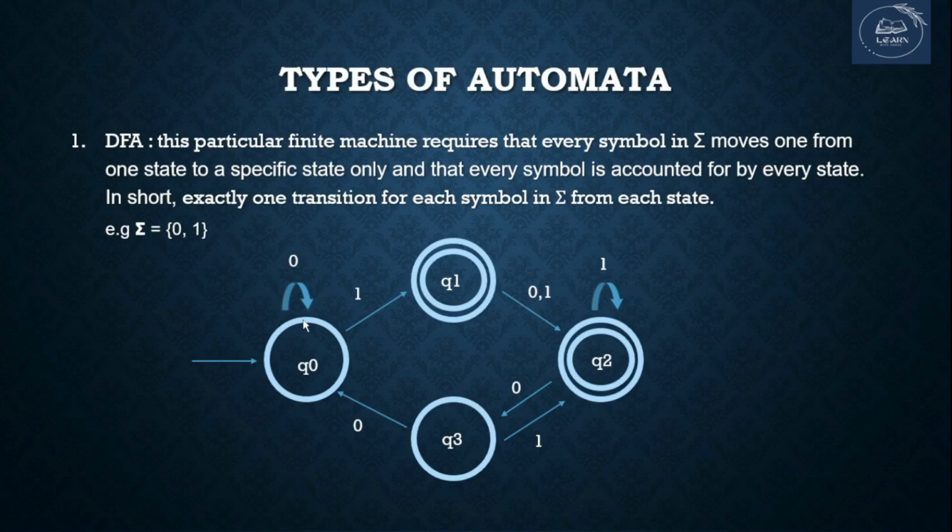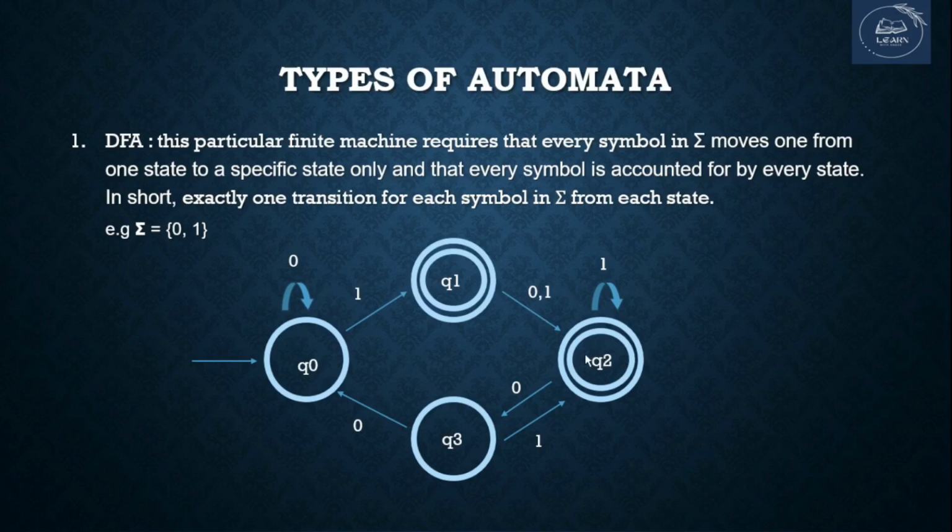So you can see for Q0, the account for 0 is it goes to Q0, and the account for 1 is it goes to Q1. And you can see that 0 is not going anywhere else apart from that particular place, and also 1 from Q0 is not going anywhere else apart from Q1. If you go to Q1, 0 is going to Q2, and nowhere else. Also 1 is going to Q2, and nowhere else. So it has accounted for 0 and 1, and only for one state each, meaning 0 is only going to one state and not any other state, and also 1 is only going to one state and not any other state.